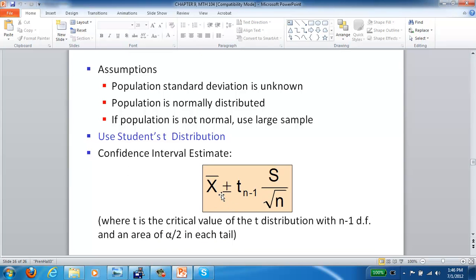We still have the X bar, we don't have the Z, but we have the T with the n-1 degrees of freedom. N is how many observations you have. And then instead of having sigma, you have S over square root of n.